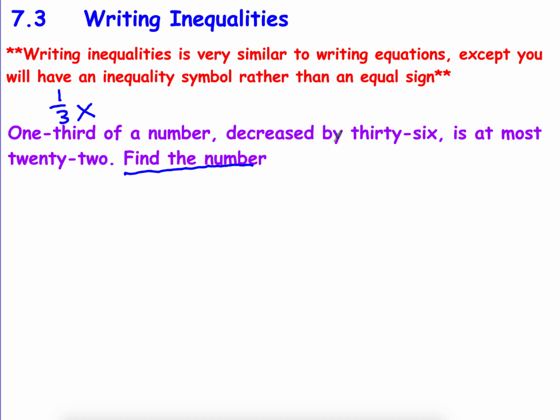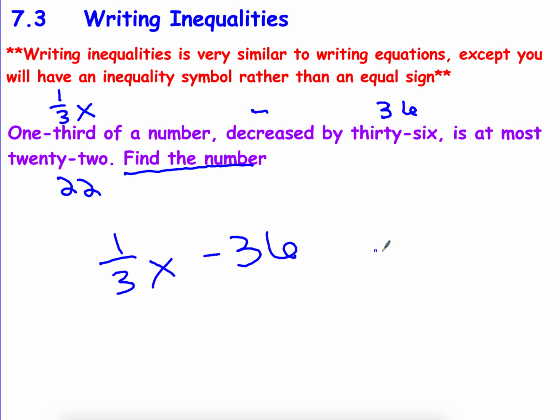Okay. Decrease by 36. Decrease means subtraction. 36, I'm just going to write the number 36. I'm kind of writing out what I have here. Is at most 22. Okay, so I'm going to rewrite this down here just so we can get a better idea of what's happening. Is at most 22. So it's not saying that it is equal to 22. That is the difference between an equation and an inequality. An equation would say, oh, that's equal to 22, is 22. But it's saying is at most 22.